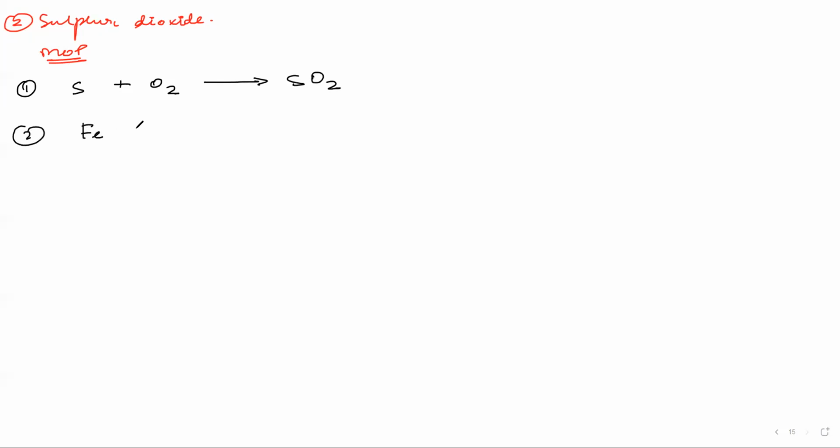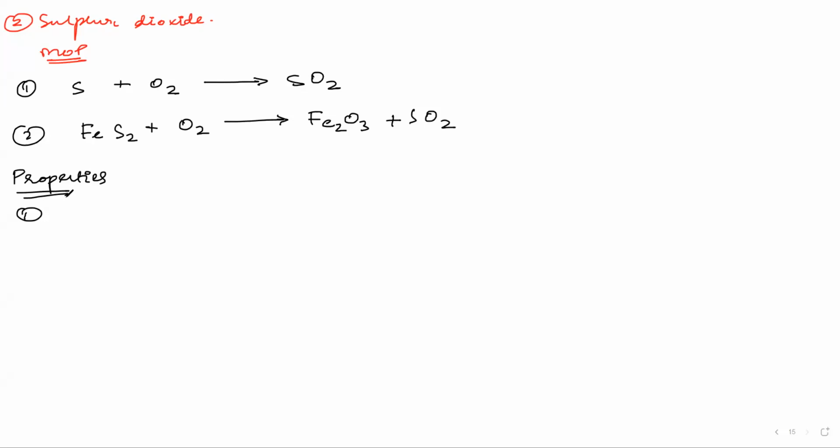Next one is sulfur dioxide. In sulfur dioxide, the first method of preparation that we will look at is sulfur plus oxygen. Sulfur plus O2. What will you get here? Sulfur dioxide. Second method of preparation is FeS2 plus O2. It will give you Fe2O3 plus SO2. Sorry, this is not O2, this is SO2, sulfur dioxide. Again, properties.